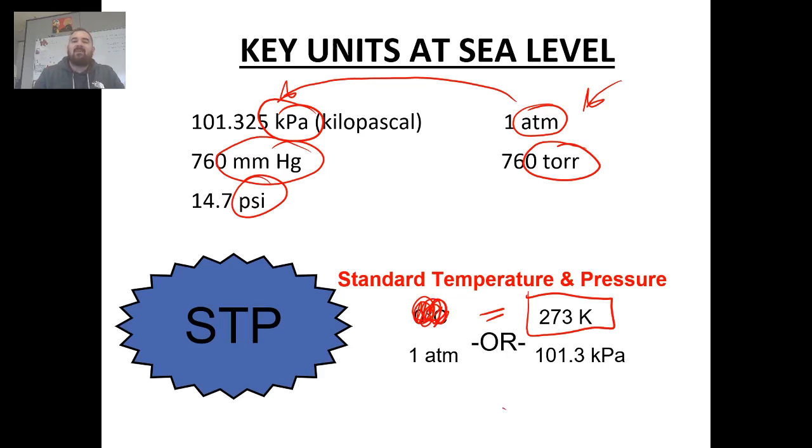Now, anytime you're not given a unit for pressure, I want you to use ATM. So 101 kPa, you don't need to know that. All I want you to know is for standard temperature and pressure, it's going to be 1 ATM, and then it's going to be 273 Kelvin. So what is STP? It's 1 ATM for pressure and 273 Kelvin for temperature.